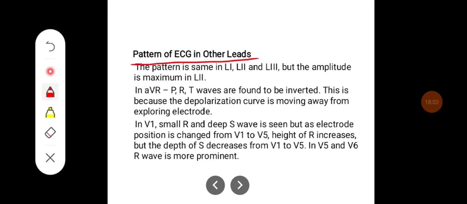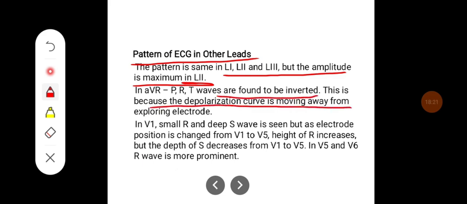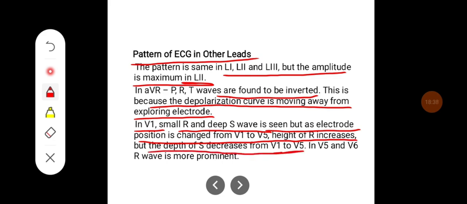Pattern of ECG in other leads. The pattern is same in L1, L2 and L3, but amplitude is maximum in L2. In AVR, P, R and T waves are found to be inverted. This is because depolarization curve is moving away from the exploring electrode. In V1, the small r and deep S wave are seen, but as electrode position is changed from V1 to V5, the height of R increases, but the depth of S decreases from V1 to V6. In V5 and V6, R wave is more prominent.